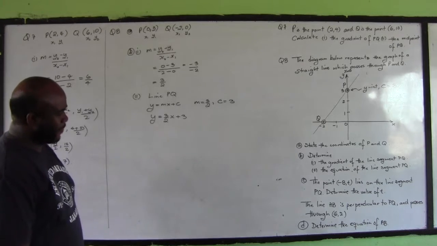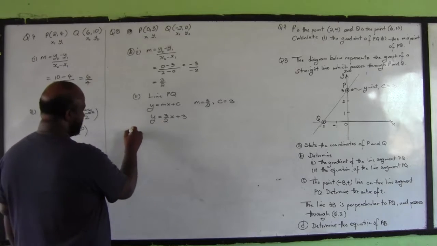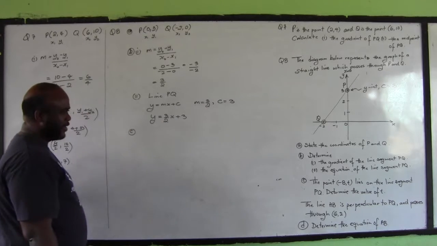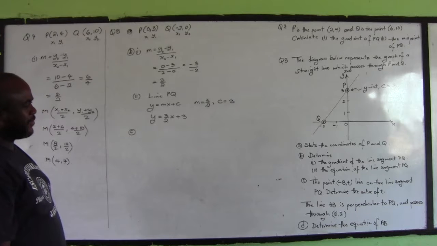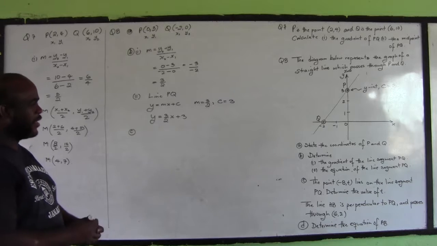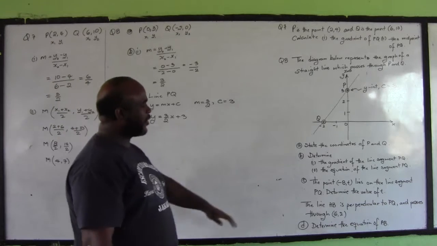Next, part C says the point minus 8, t lies on the line segment. Determine the value of t. Alright. Now you are given a graph.